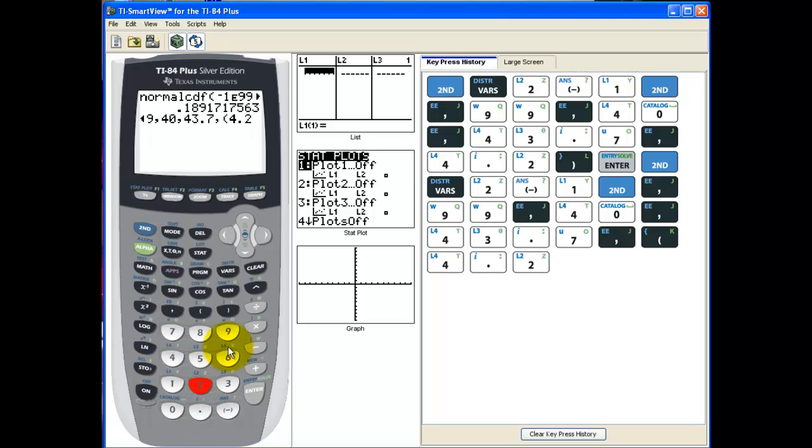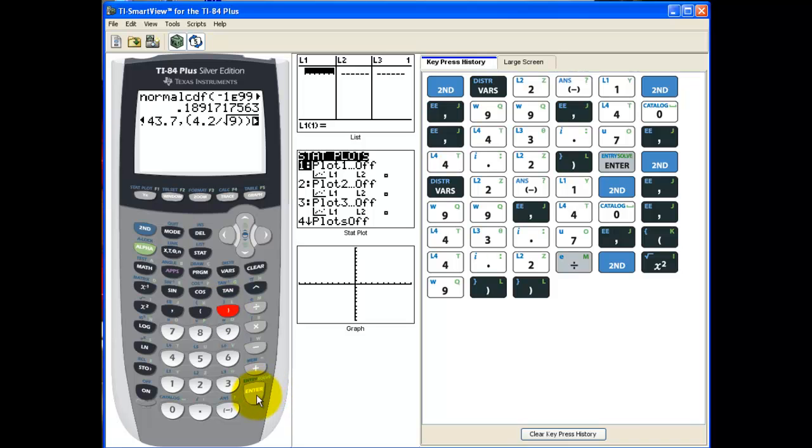And so in this case, we can let the calculator do the calculation for us. Sigma x bar is going to be 4.2 divided by the square root of 9. Now you could have worked that out outside the calculator, but most people find it's easier to work it out on the screen like this. Just let the calculator do the arithmetic. There's your probability right there.